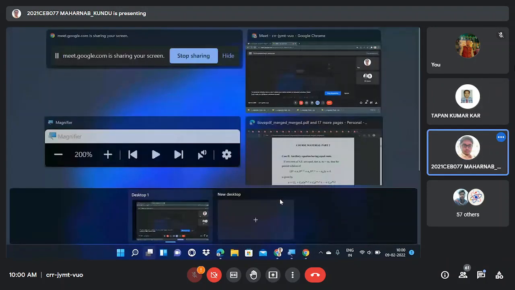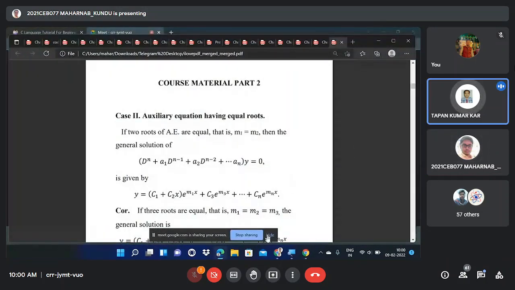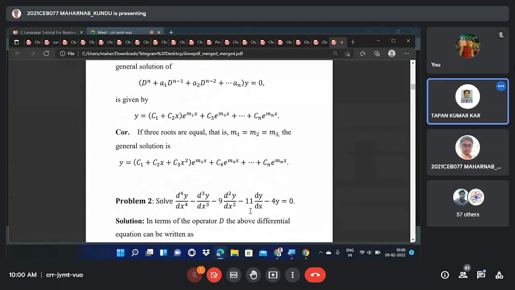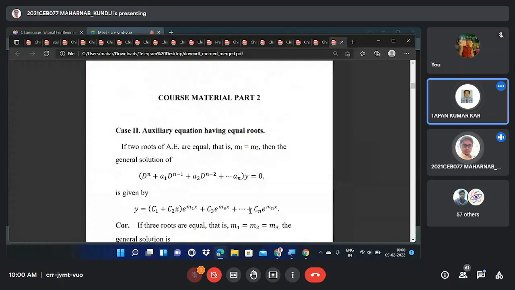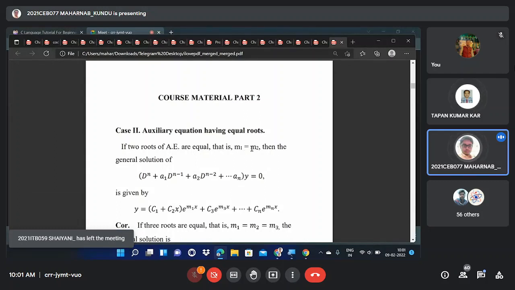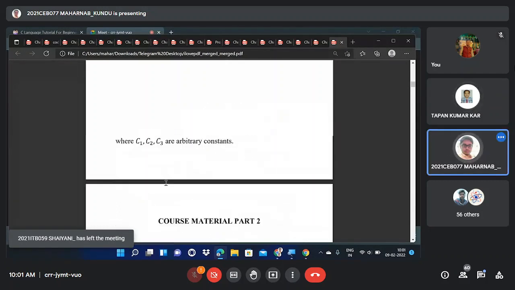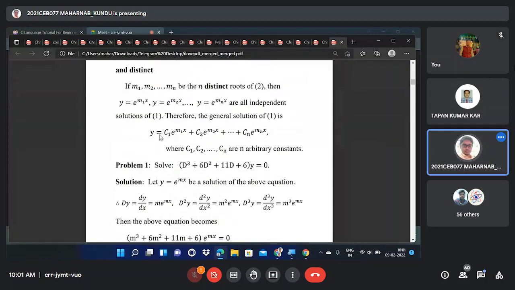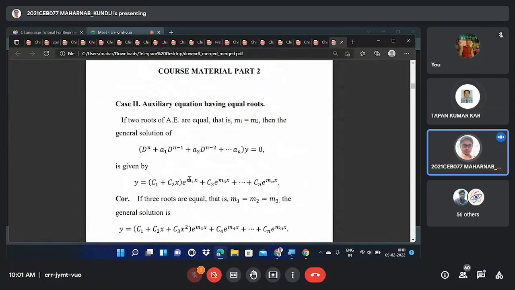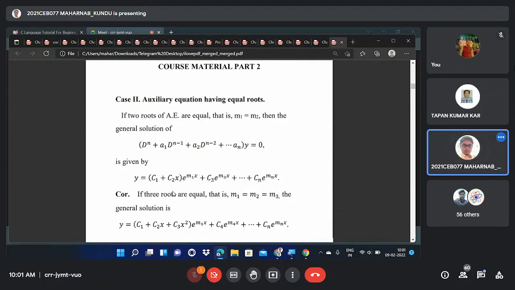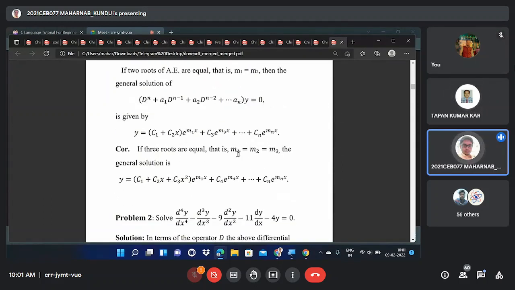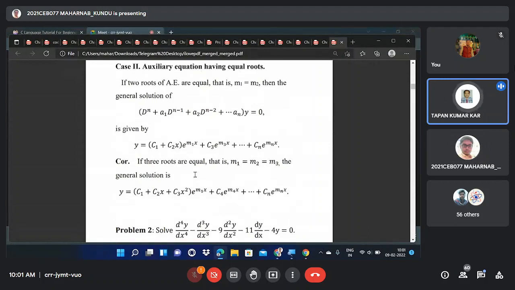Sir, is it visible? Visible. Like sir, here when two roots of the auxiliary equation are equal, that is m1 equal to m2, then sir, this is the equation. If m1 equal to m2, we take e to the power m1x common. Then from where, sir, does this extra x come with c2? And in the next line, sir, m1 equal to m2 equal to m3, extra x and x square. Sir, where does x square come from? X square is also coming.